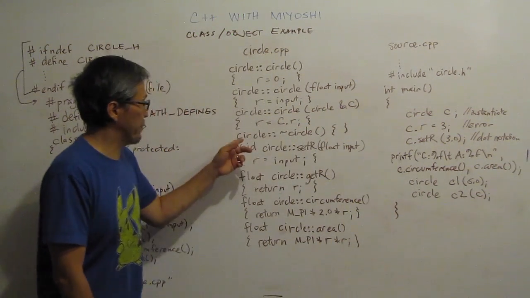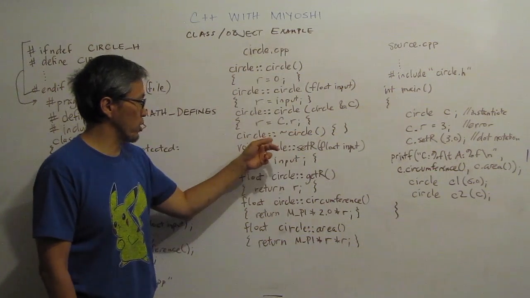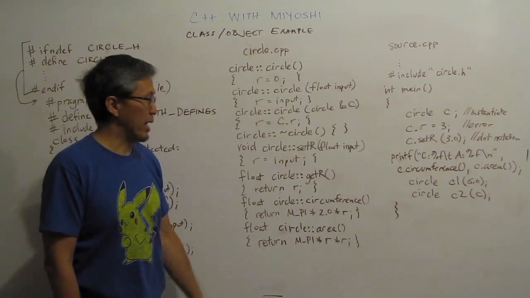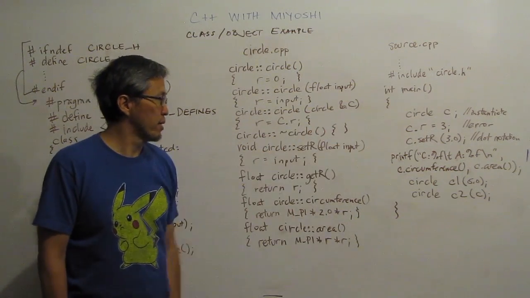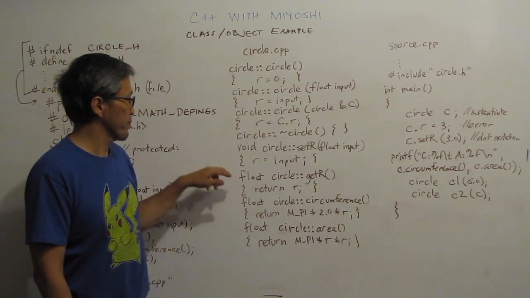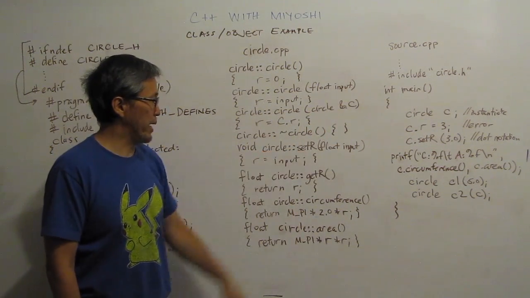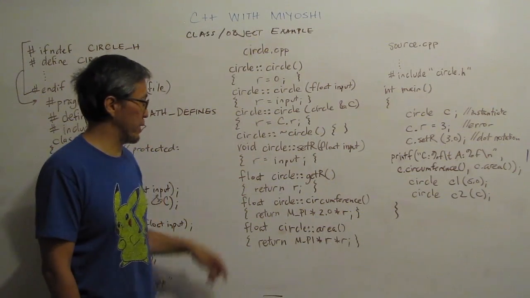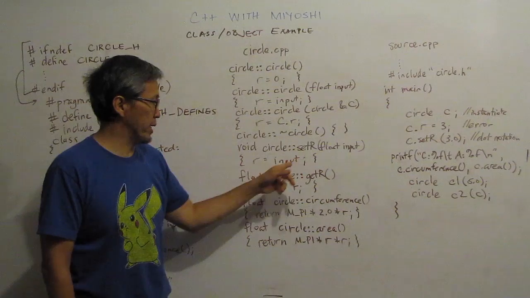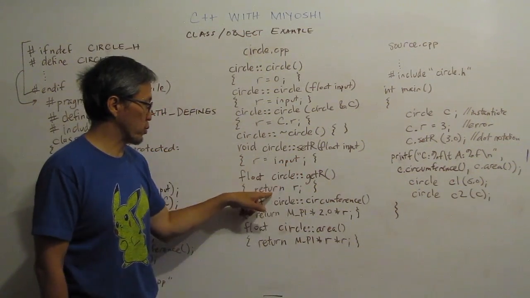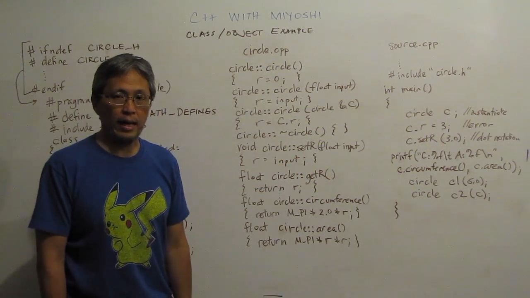Okay? My destructor, Circle::~Circle, open close parentheses. There's nothing in that one, so I just have it open and close curly brace right there. And then I have my set radius, my accessor for setting the radius, my accessor for getting the radius, my setters and getters, if you will.